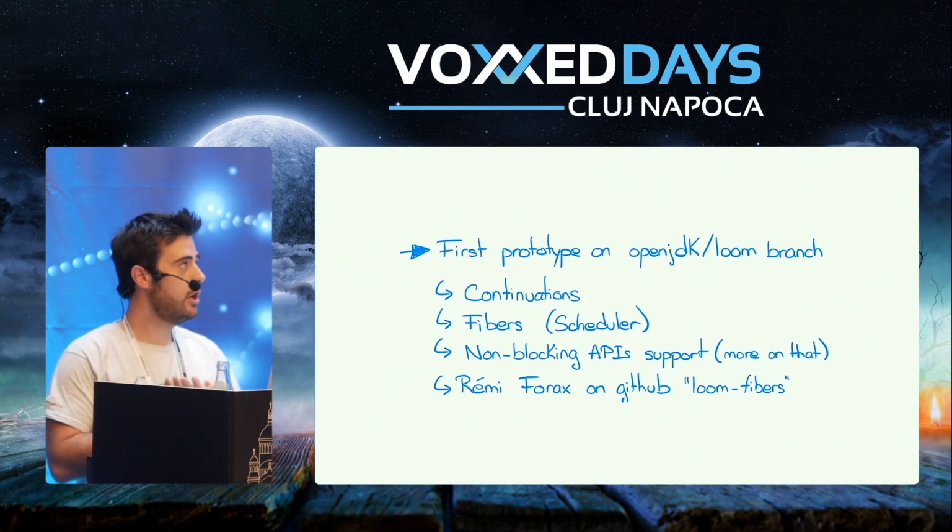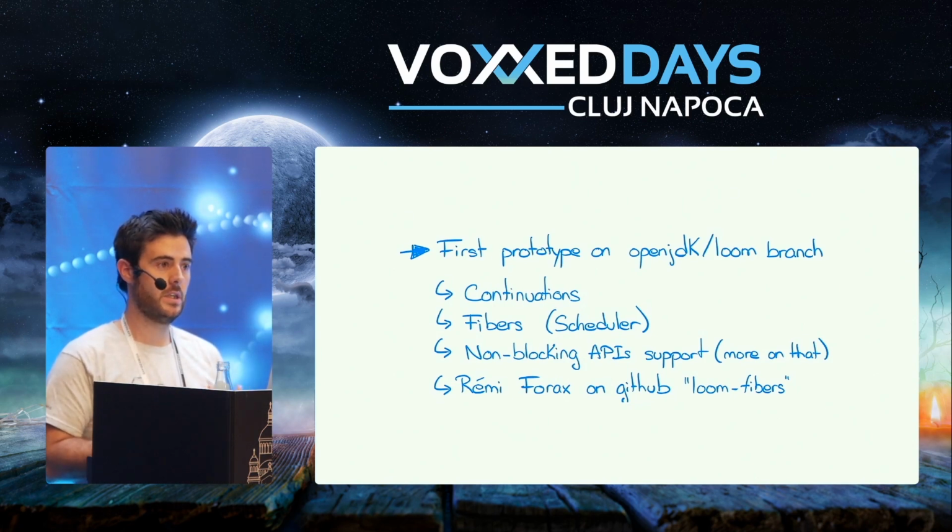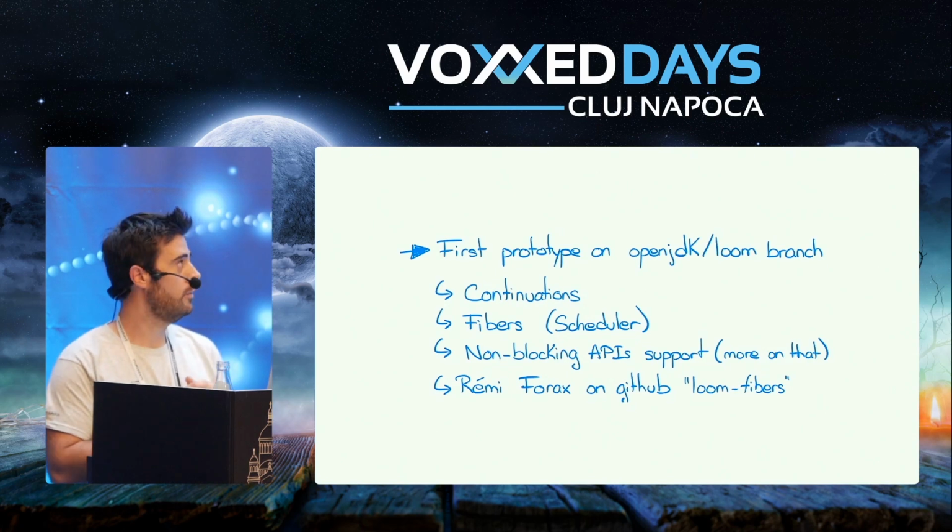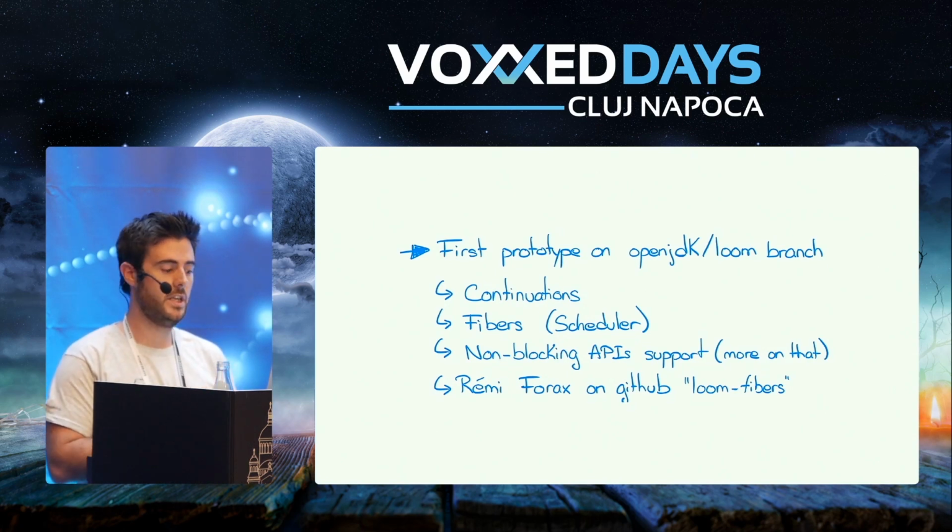So Project Loom at this point is still a prototype. If you want to play with it and try continuations in this fiber or lightweight thread scheduler, you can do so by downloading one of the JDK 14 early access builds on the Loom branch of the OpenJDK project. So you will be able to play with continuations. With the fiber schedulers, you will have support for continuations inside some operations of some APIs of the JDK.